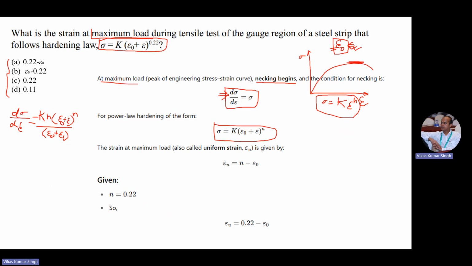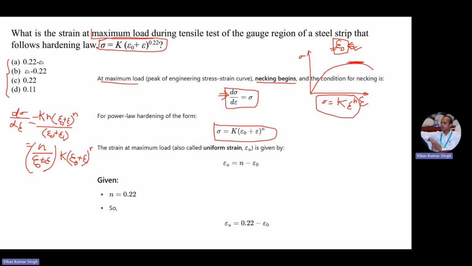Now, what is happening here? If you take this n by (epsilon naught plus epsilon) term outside, and K into the same thing, (epsilon naught plus epsilon) to the power n.